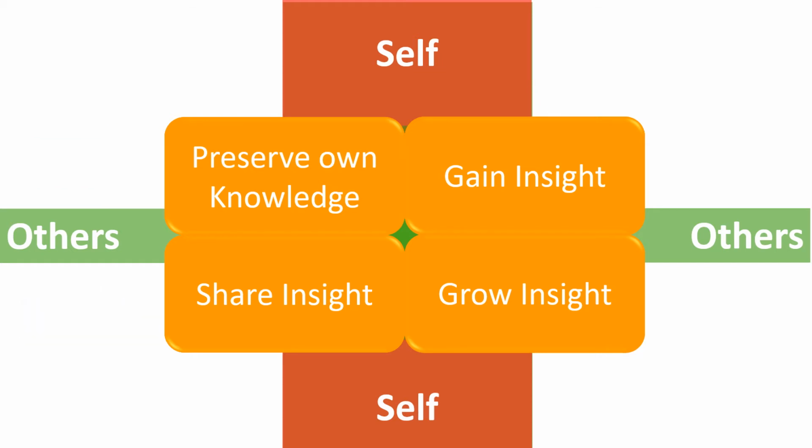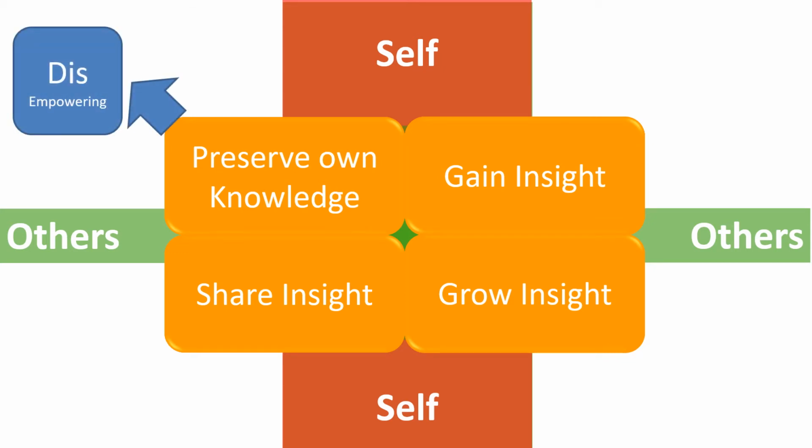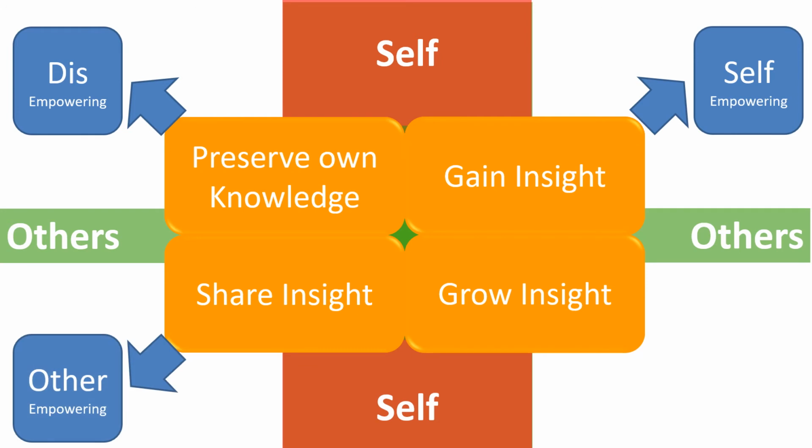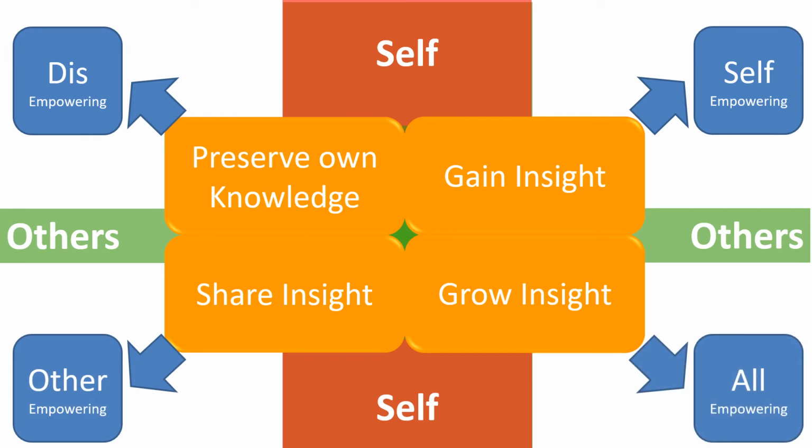Looking at empowerment, quadrant 1 is normally disempowering. Quadrant 2 would be self-empowering. Quadrant 3 is other empowering, and Quadrant 4 is all empowering. In Quadrant 4, everyone grows. Everyone gains insight. But we can only go there when we are prepared to ask the questions and be vulnerable to some extent.